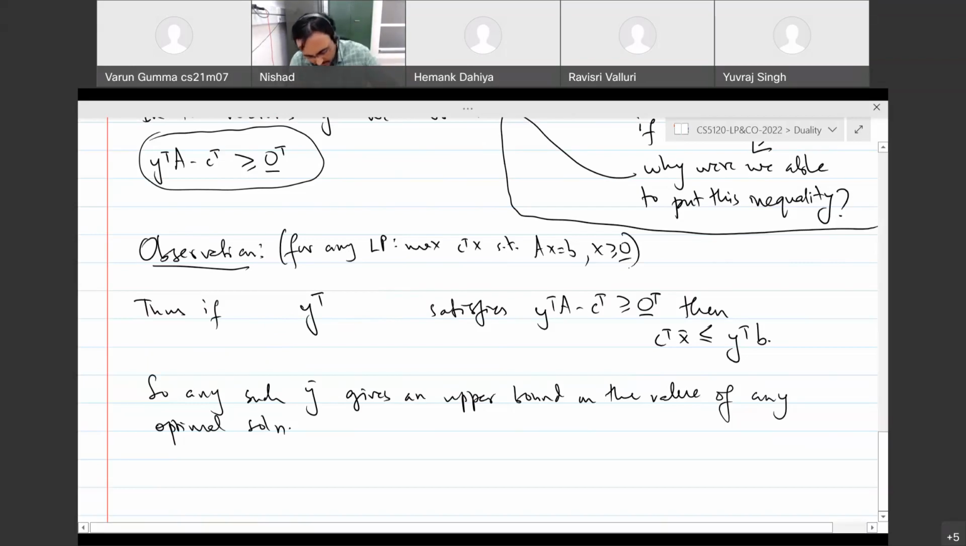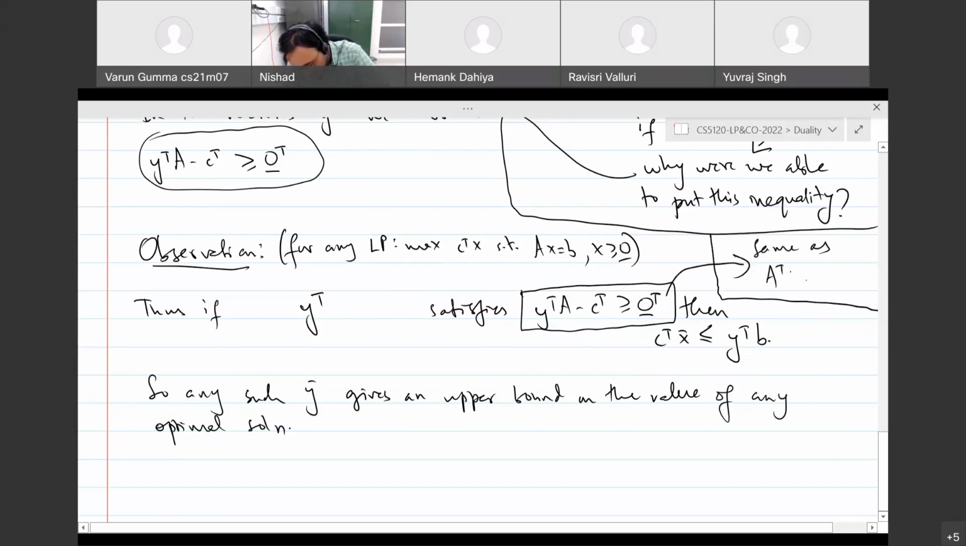Let's rewrite this. Let's write this in a different way. So this is saying Y transpose A is at least C transpose. And now I can take the transpose on both sides and I can say A transpose Y is at least C. Okay, I've not done anything fancy.